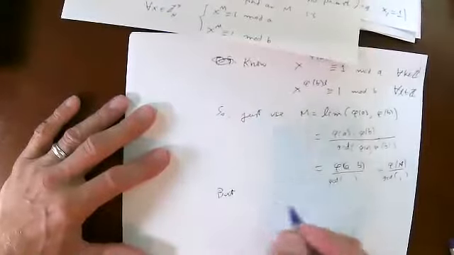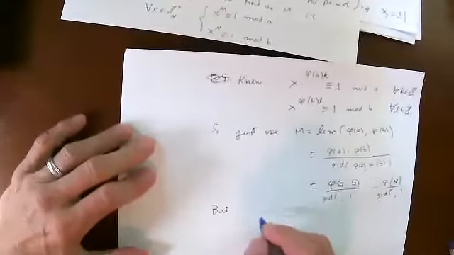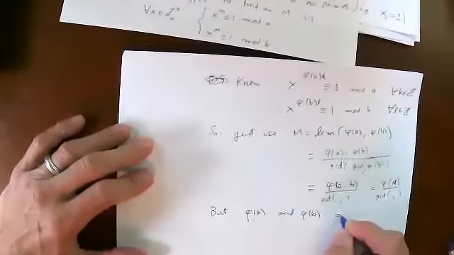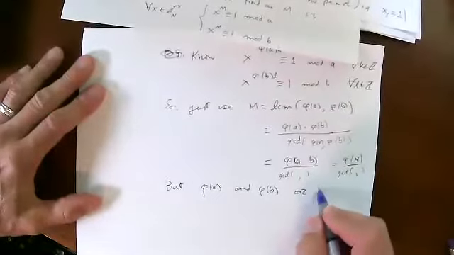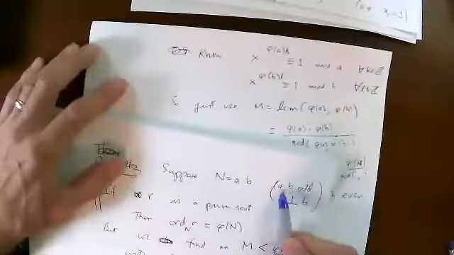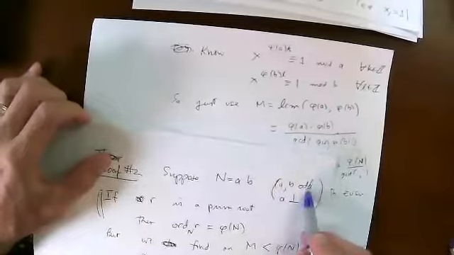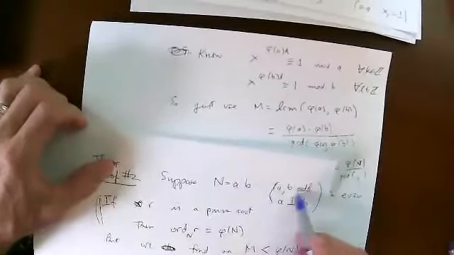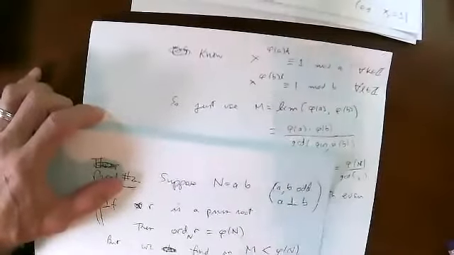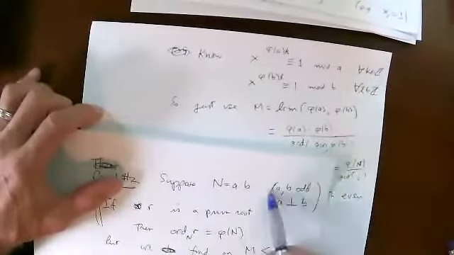So, can you find any common factors between phi of A and phi of B? I got an easy one for you. They're both even, because A and B are both odd, and one of the formulas that we use for the Euler phi function is that phi of A is the product of the phi of all of the odd prime powers that are dividing A.